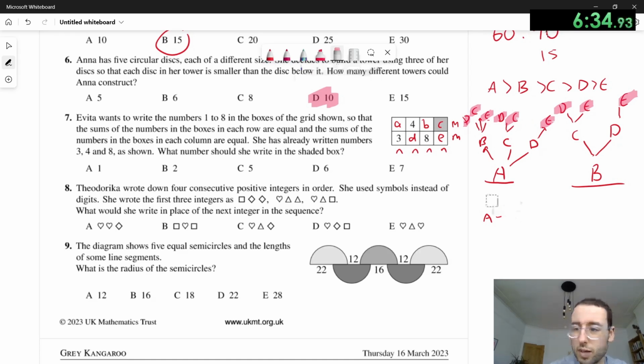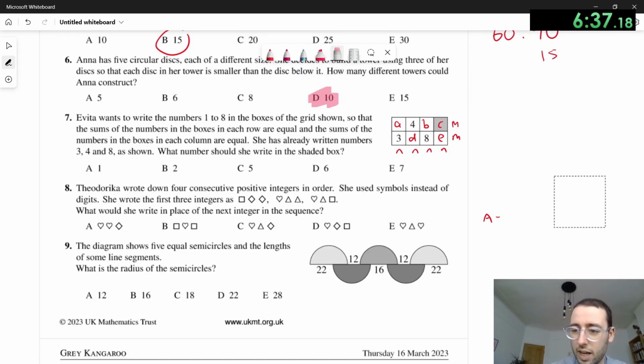Okay, let's do some rub it outs. I'm not doing this very fast at all. This seems very hard, this one. Okay, ordering numbers default. What number should we write in the shaded box?